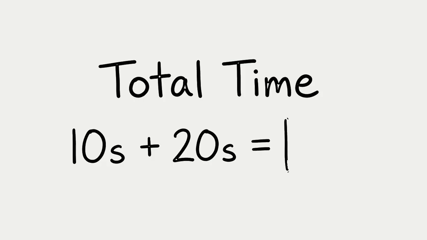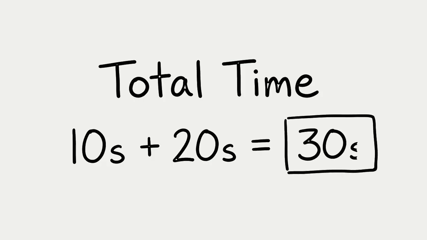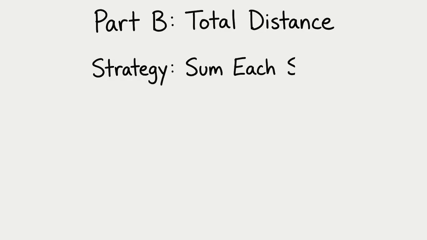To answer part A, we add the times from both stages. 10 seconds plus 20 seconds gives a total time of 30 seconds from start to stop. Now let's find the total distance traveled for part B. Again, we handle each stage separately and then add the distances.